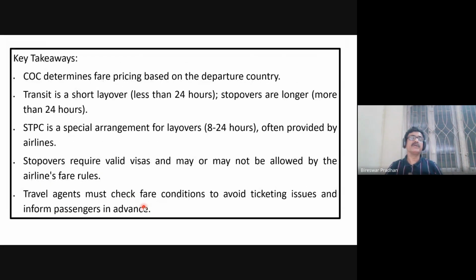Now, what are the key takeaways? COC determines fare pricing based on the departure country. Transit is a short layover of less than 24 hours. Stopovers are longer, more than 24 hours. STPC is a special arrangement for layovers of 8 to 24 hours, often provided by airlines. Stopovers require a valid visa and may or may not be allowed by the airlines and airports. Travel agents must check the fare conditions to avoid ticketing issues and inform the passenger in advance.